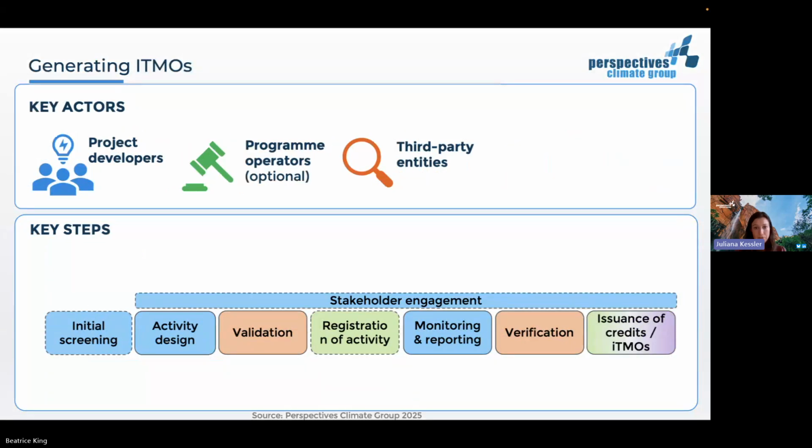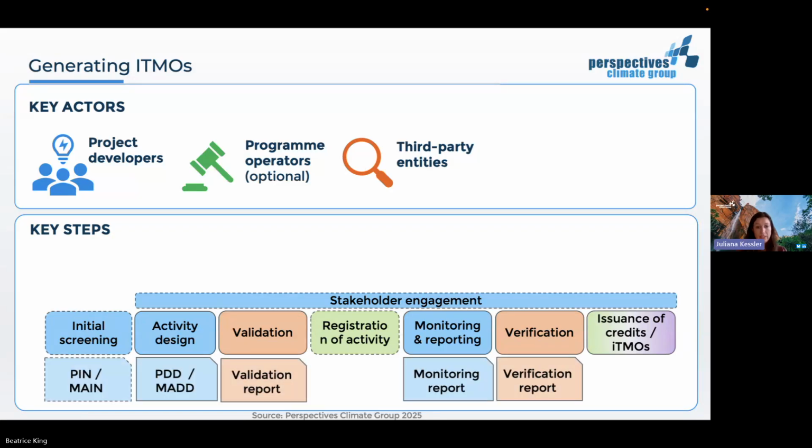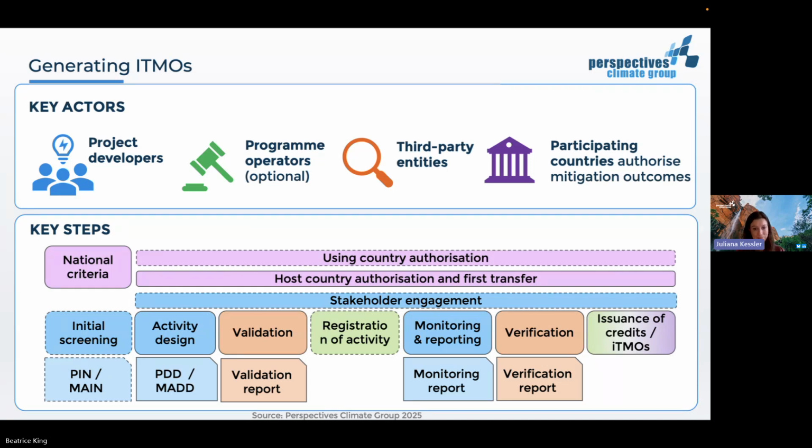Now, with the Article 6.2 cycle, so when you're generating IPMOs, you can see it all follows the same cycle, but perhaps the terms are a little bit different. We often talk about a mitigation activity idea note and a mitigation activity design document for the PDD. And as an additional process, what you can see in purple at the top is the host country authorization and first transfer that can be given throughout that cycle that you see here, and potentially even later. That will be an attribute to the carbon credit.